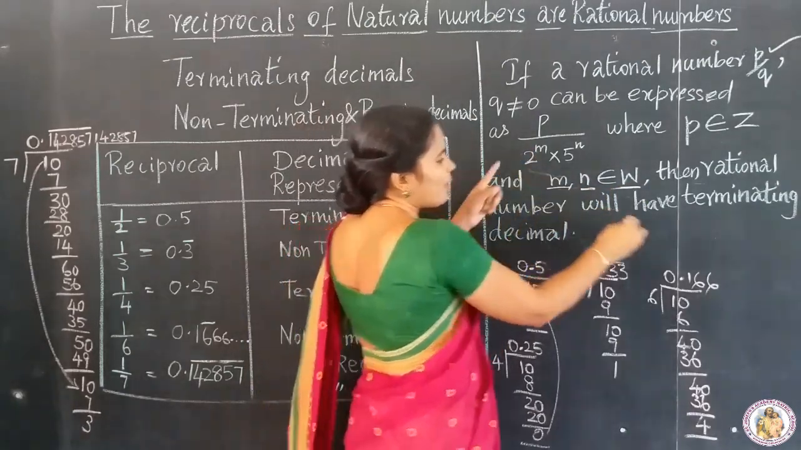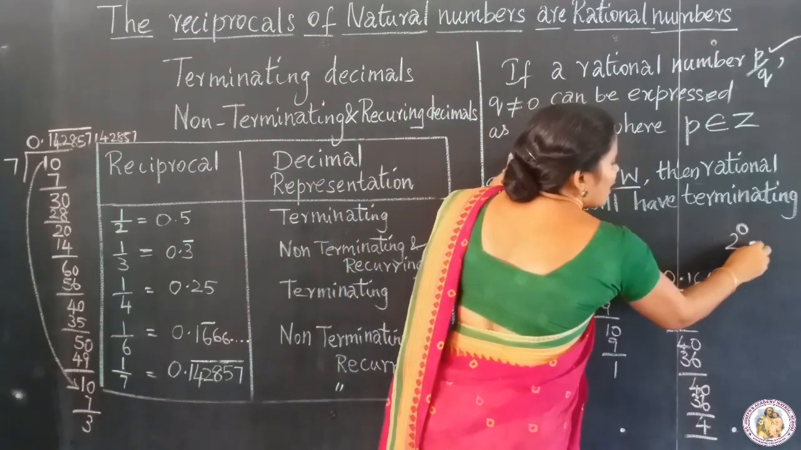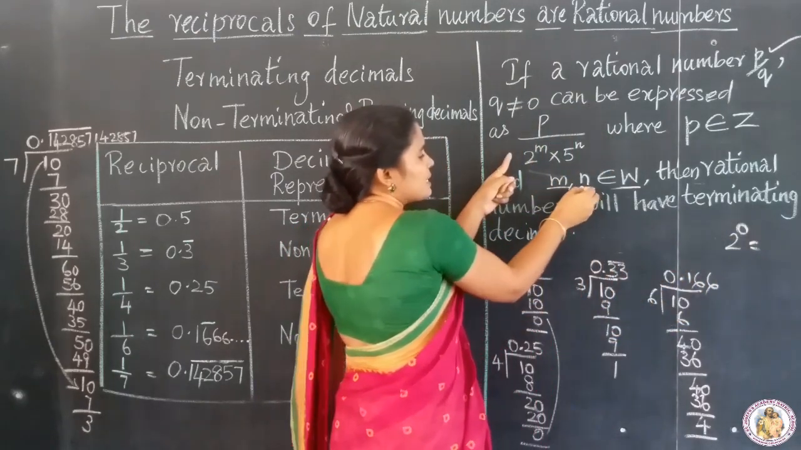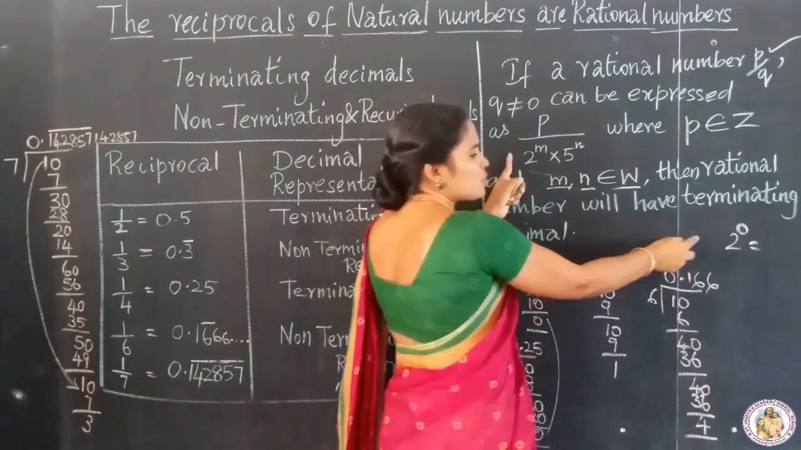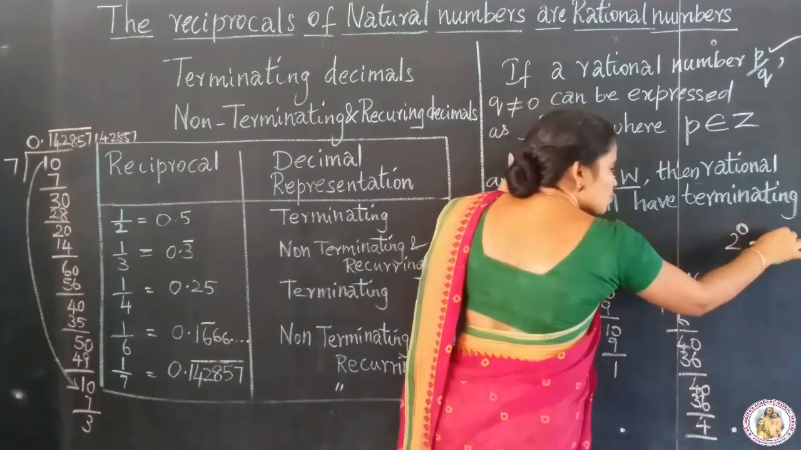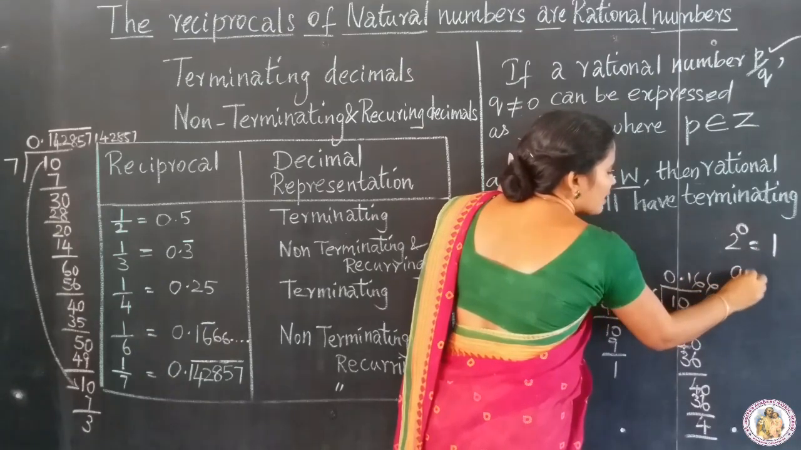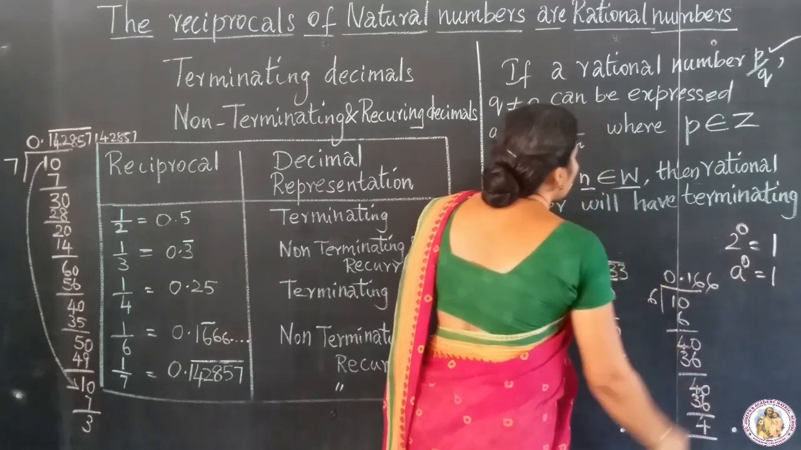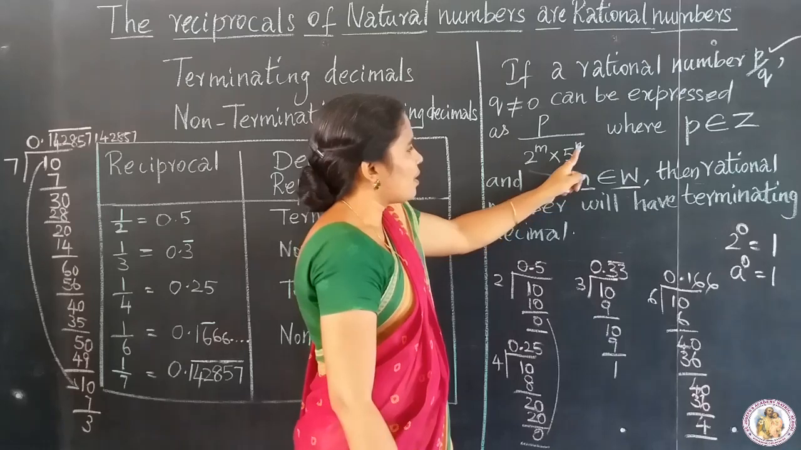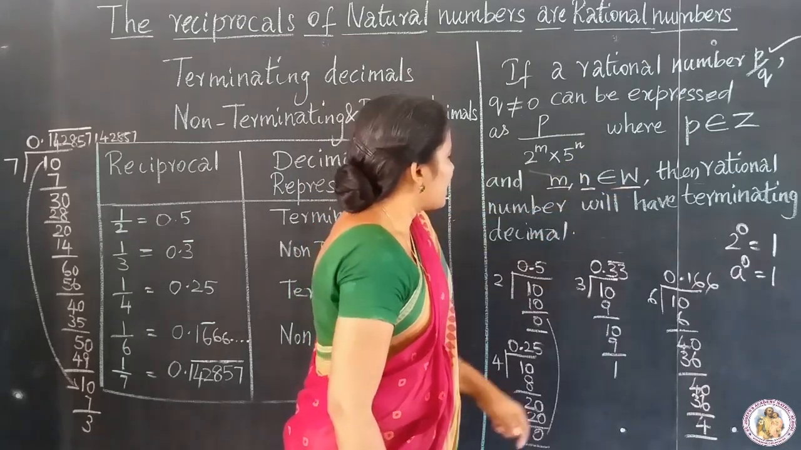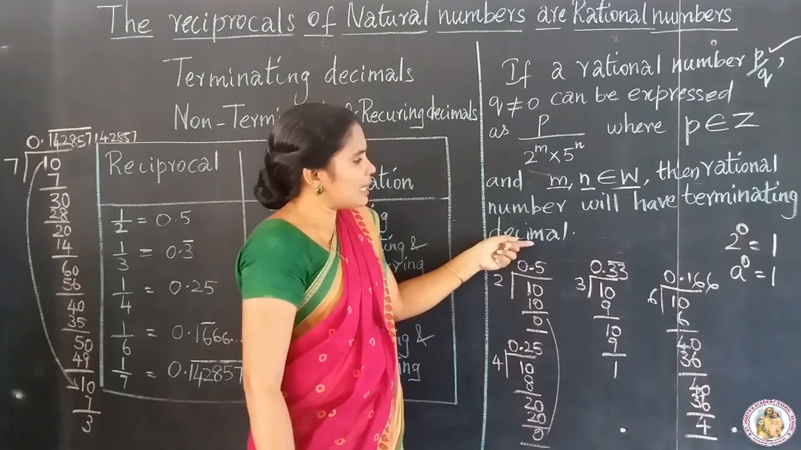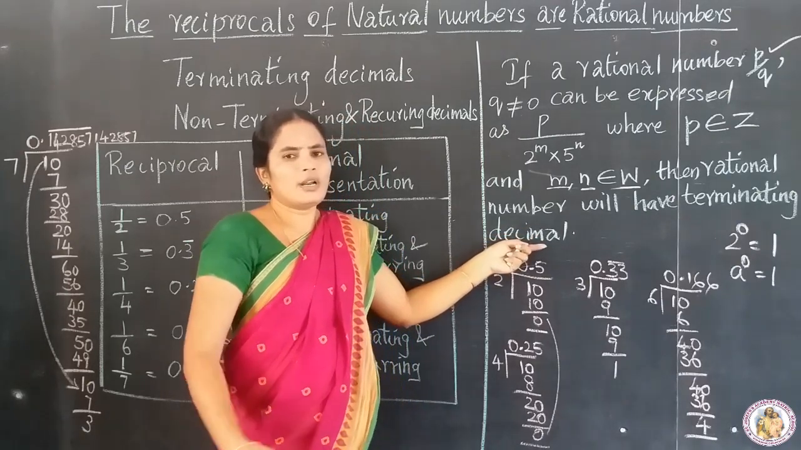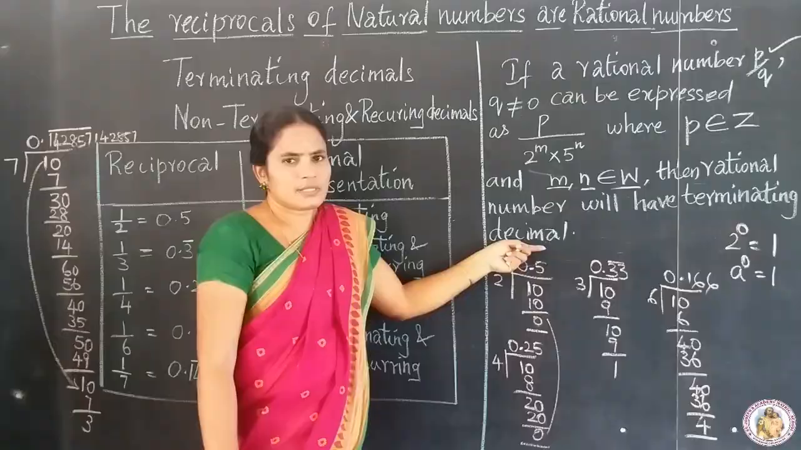If it is 2 to the power of 0, because it is given that m and n belong to W, 2 to the power of 0 is 1. Any number which has a power of 0 is 1. So into 5 to the power of n. Okay. Then the rational number will have a terminating decimal. Otherwise it will be a non-terminating decimal.